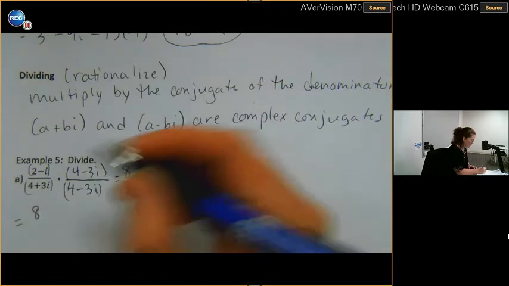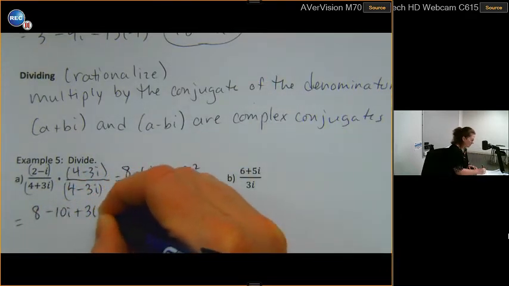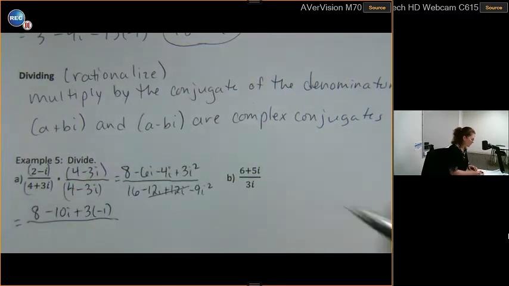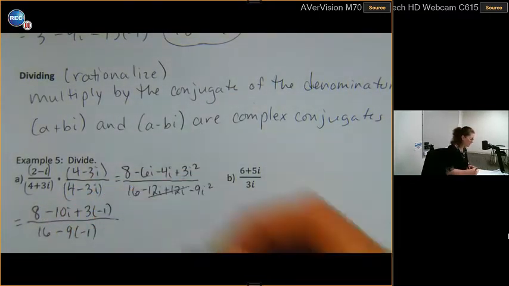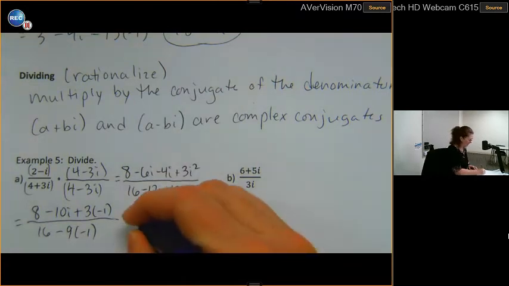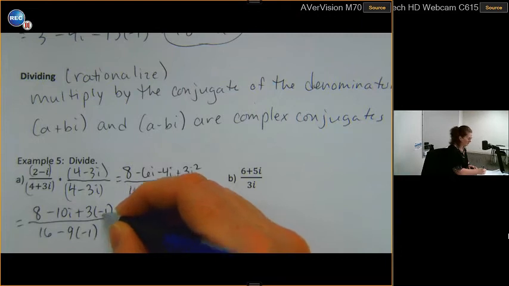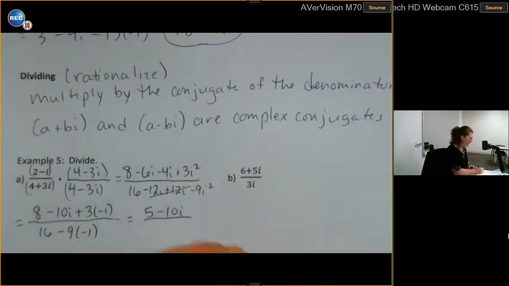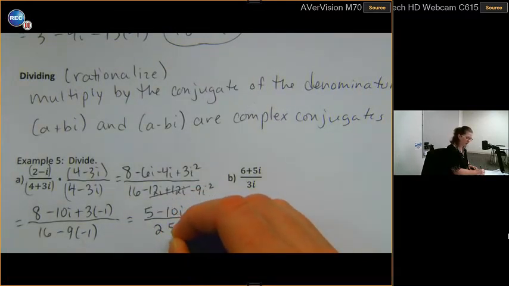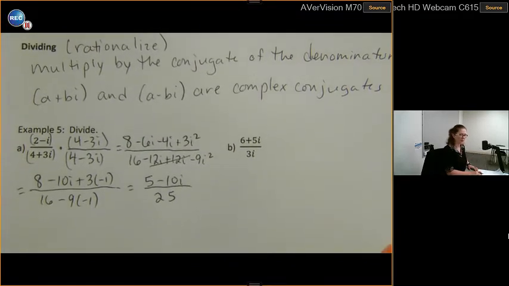Combining like terms in the numerator and changing i squared to -1. In the denominator, changing i squared to -1. So it's going to be in the numerator a -3, put with the 8 is 5. In the denominator, that's a +9. 16 plus 9 is 25. And then we have to simplify like any other fraction.